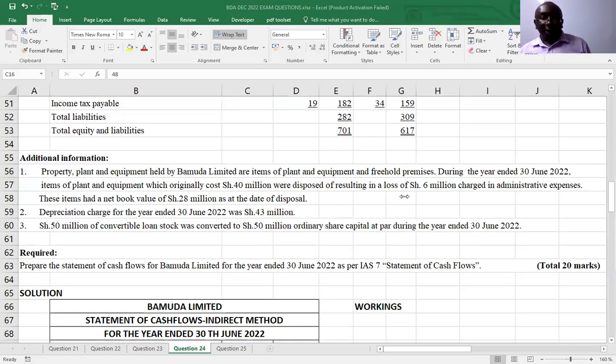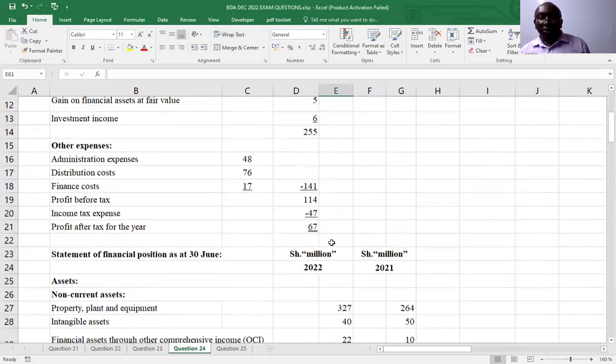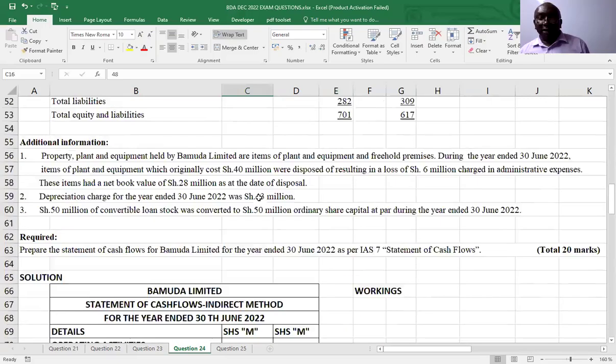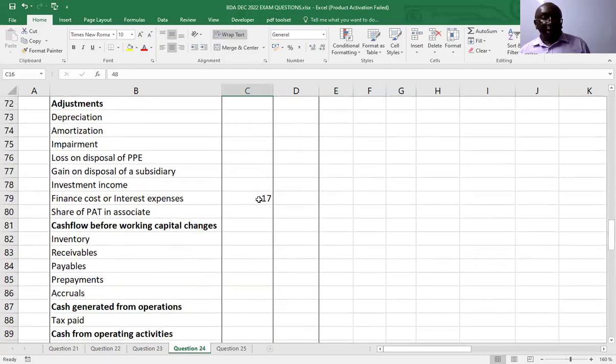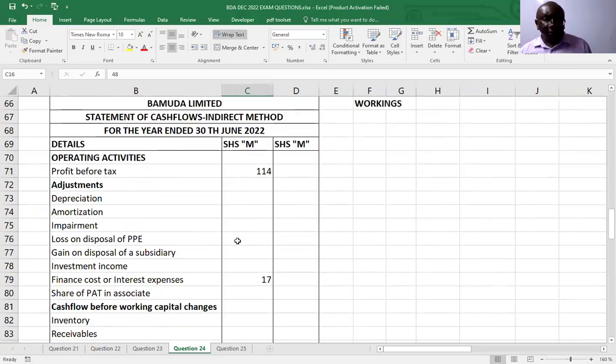So we need to remove it. The meaning of that is that the genuine administration cost here should have been 42. So the 6 should not have been there. We need to come and return it here, and that is loss on disposal. So we had put an item, loss on disposal of PPE. So we just type it. It's supposed to be positive.